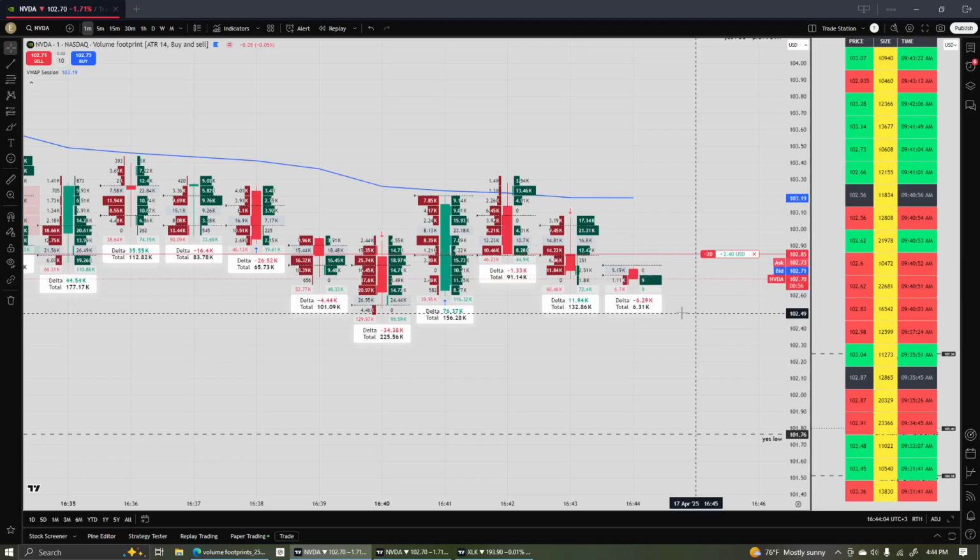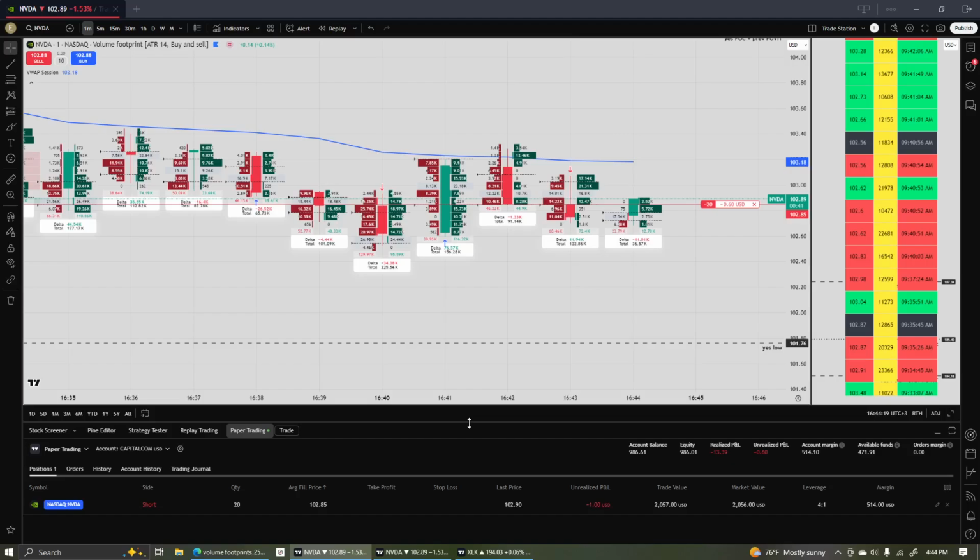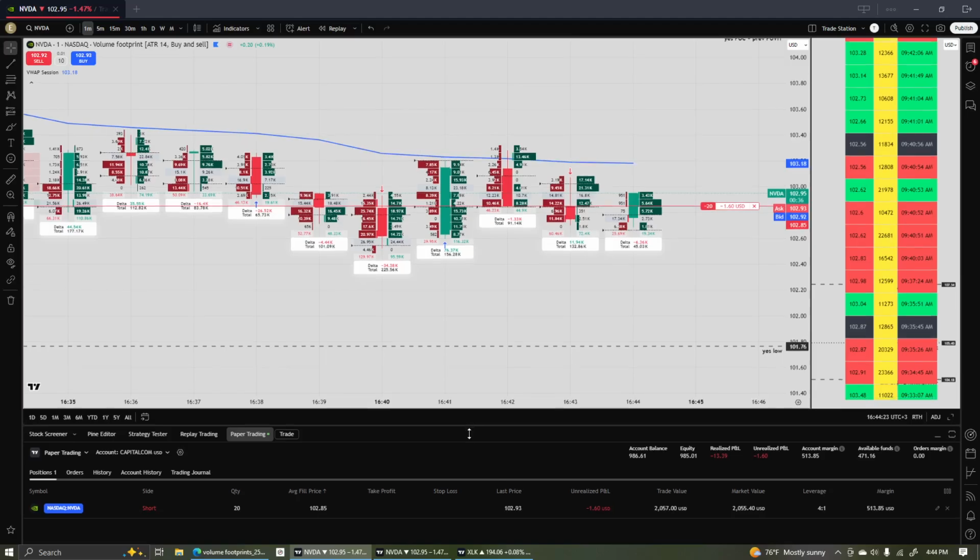So, do we hold this position? I think we can hold this for longer. We can hold this till 101.78. Realize minus 13.